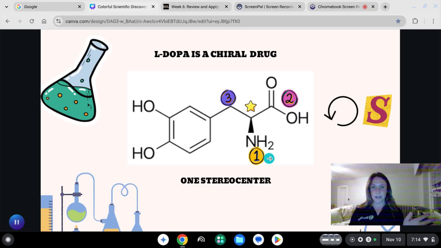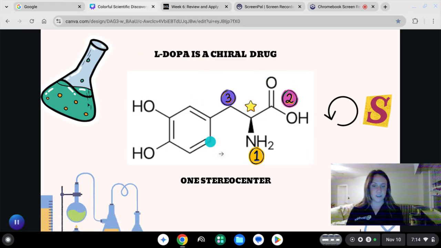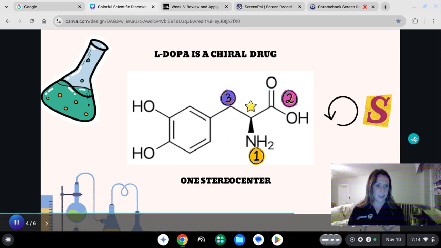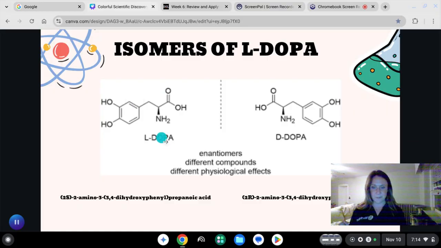And because we're already arranged in a way that the hydrogen's going into the page, we're in the right form, and we're going to be going 1 to 2 to 3, which is counterclockwise. I always think of counterclockwise as left or the devil, and then I think of sinister, which is actually kind of where the S name came from. So that's going to be the S form, which is actually the S enantiomer.